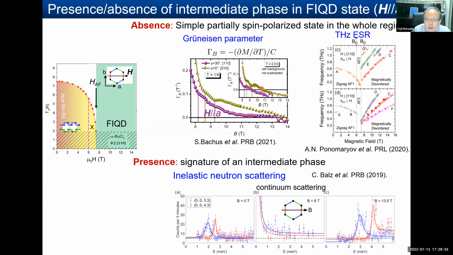Actually, the Grüneisen parameter group claims no evidence of the intermediate phase. On the other hand, the presence of the intermediate phase has been proposed by a recent inelastic neutron scattering experiment. Actually, just above the zigzag antiferromagnetic ordered phase, they claim continuum scattering in the neutron scattering, in contrast to the magnon peak.